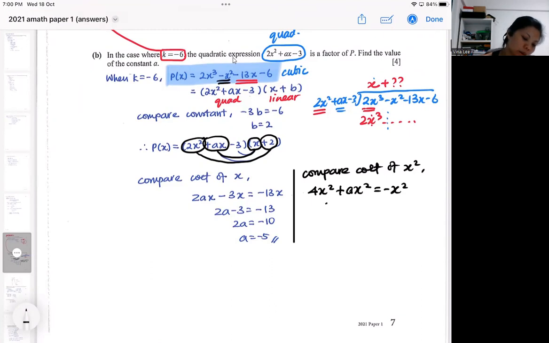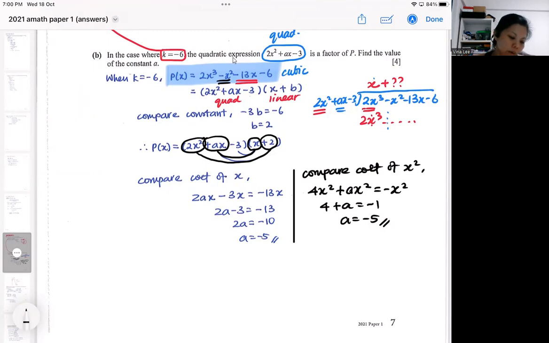So again, you drop all the x squared. You will still get the same value of a if you choose to compare the coefficient of x squared instead. So they are exactly the same answer.